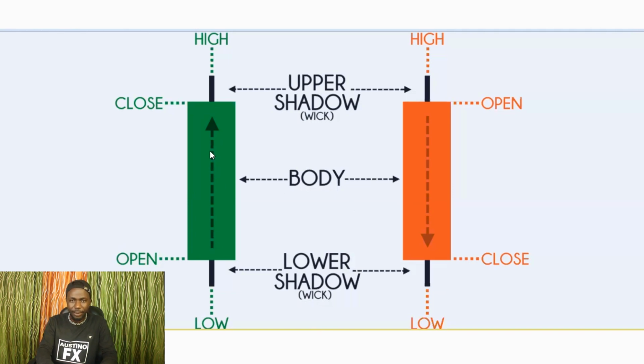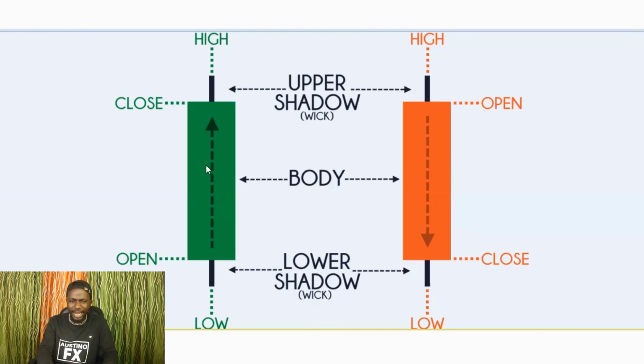Now, for you to be able to understand candlestick pattern, you need to understand the candlestick chart. This is a green candle and this is a red candle. So this green candle symbolizes a bullish momentum, telling you that buyers are in control of the market. While this red candle signifies a bearish momentum, telling you that sellers are in this market.